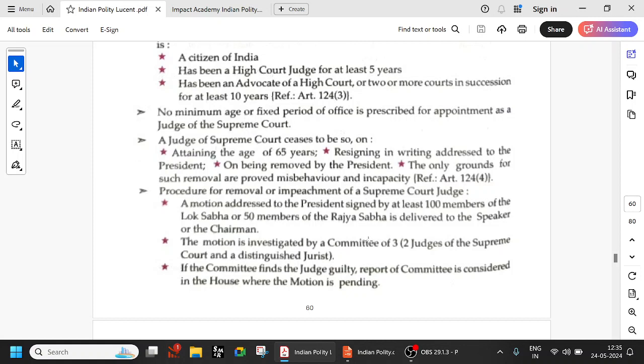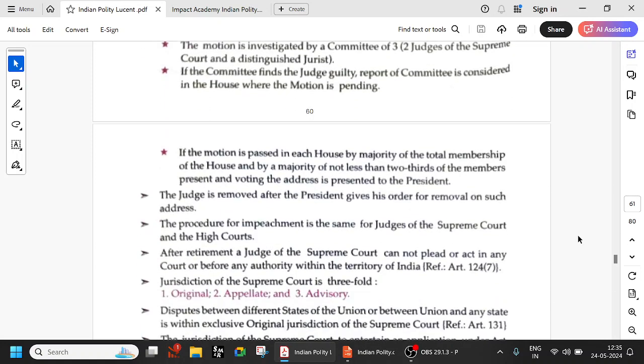Then the motion is investigated by a committee of three: two judges of the Supreme Court and a distinguished jurist. If the committee finds the judge guilty, the report of the committee is considered in the house where the motion is pending. Next, the motion must be passed in each house by a majority of the total membership of the house and by a majority of not less than two-thirds of the members present and voting, and the address is presented to the president. Basically, special majority. So it has to be passed by special majority.